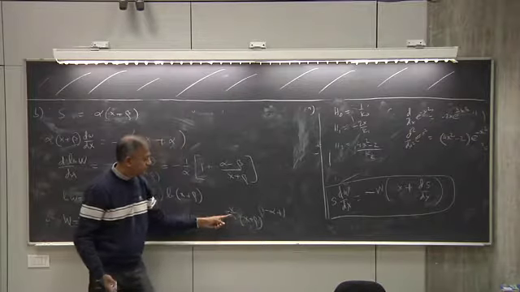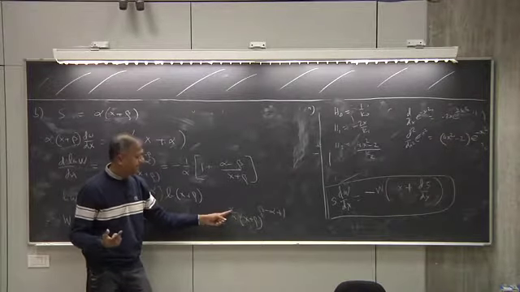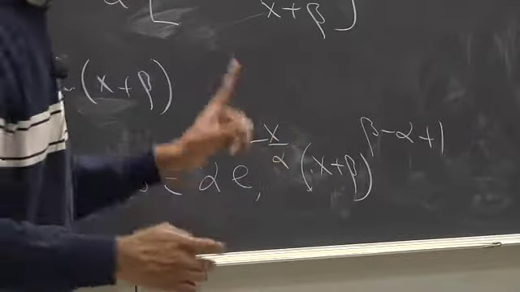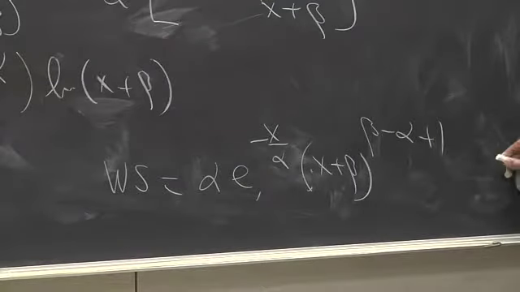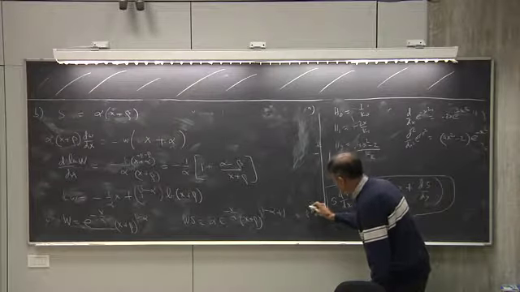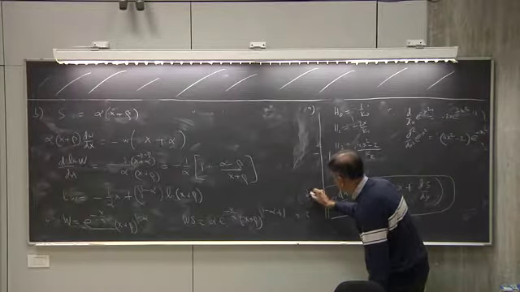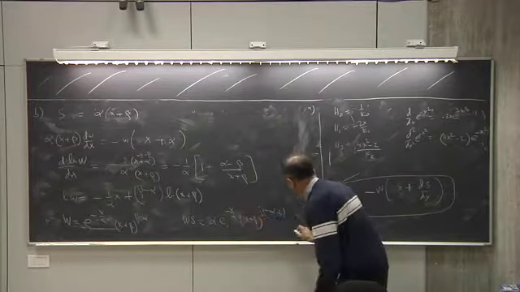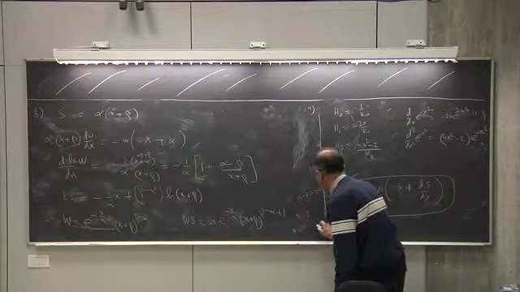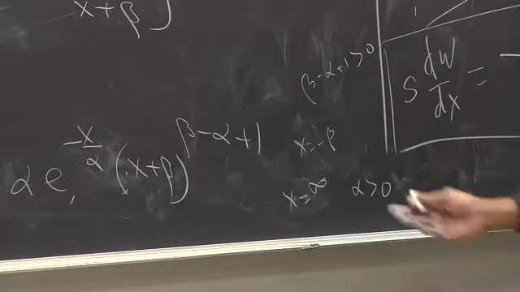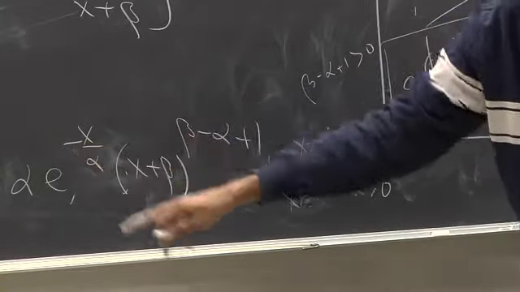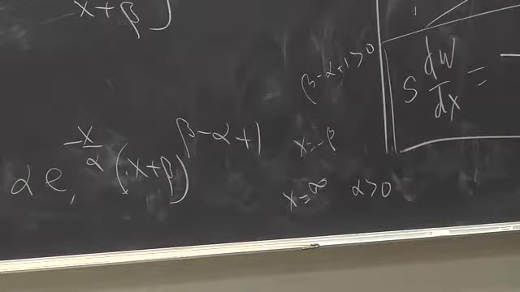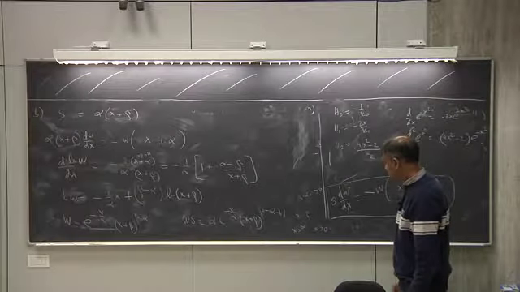The other point is, of course, if alpha is positive, then this vanishes at x equal to infinity. So you see there are two places it vanishes. One, at x equal to minus beta, provided beta minus alpha plus 1 is positive. And the other, at infinity, it vanishes if alpha is positive. If alpha is negative, it will vanish at x equal to minus infinity. But I can just choose alpha positive.